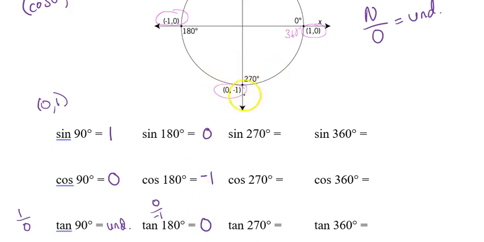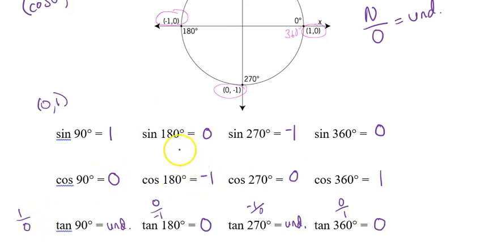270 is here at 0, -1, so the sine is the y value, the cosine is the x value, and then your tangent is your y over your x. Again, the 0 on the bottom means we are undefined. And then finally 360, we're back over here at 1, 0, and so your sine is your y value, 0, your cosine is your x value, which is 1, and your tangent is your y over your x. 0 over 1 is 0. So that is what you need to know about quadrantal angles.